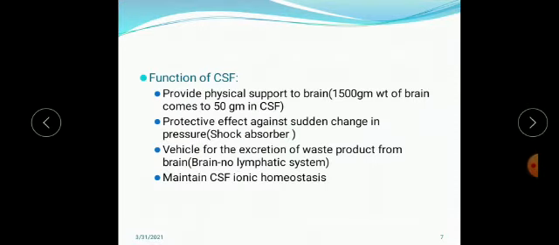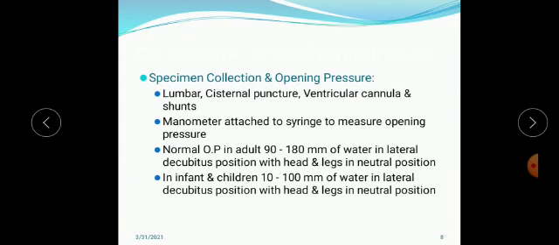Now what is the function of CSF? It provides the physical support to the brain. Normal weight, that is 1500 gram of brain, comes to 50 gram whenever it is suspended in CSF. It gives protective effect against sudden change in pressure, acting as a shock absorber. It is a vehicle for the excretion of waste products from the brain, because the brain has no lymphatic system, and it also maintains the ionic homeostasis.